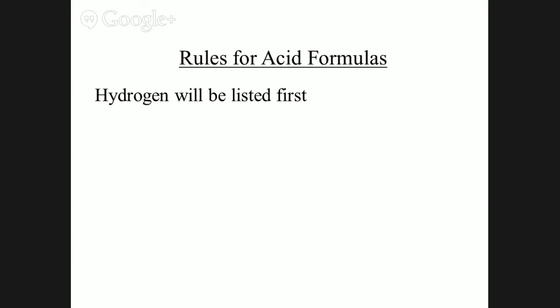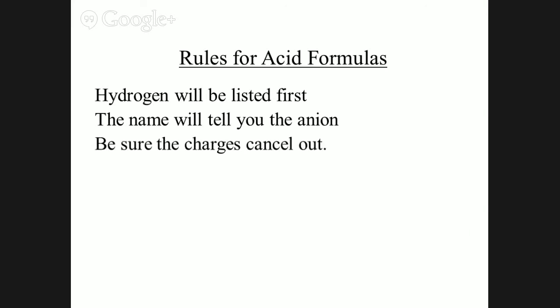So again, just a quick summary of some rules for the acid formulas. The hydrogen always goes first. The name will tell you what anion to use. So sulfate, or should I say sulfuric, tells you sulfate. Phosphoric tells you phosphate. Nitric tells you nitrate. The name will tell you. You've got to make sure you have enough hydrogens to cancel out the charge of the anion.